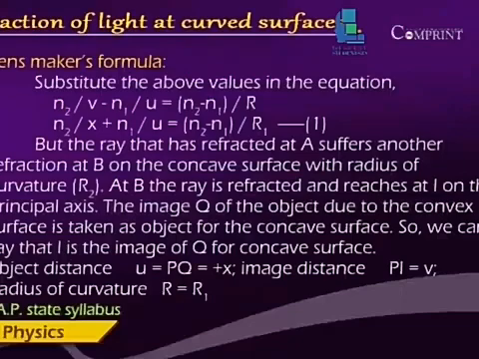But the ray that has refracted at A suffers another refraction at B on the concave surface with radius of curvature R2. At B, the ray is refracted and reaches at I on the principal axis. The image Q of the object due to convex surface is taken as object for the concave surface. So, we can say that I is the image of Q for concave surface. Object distance u is equal to PQ is equal to plus x. Image distance PI is equal to v. Radius of curvature R is equal to R2.